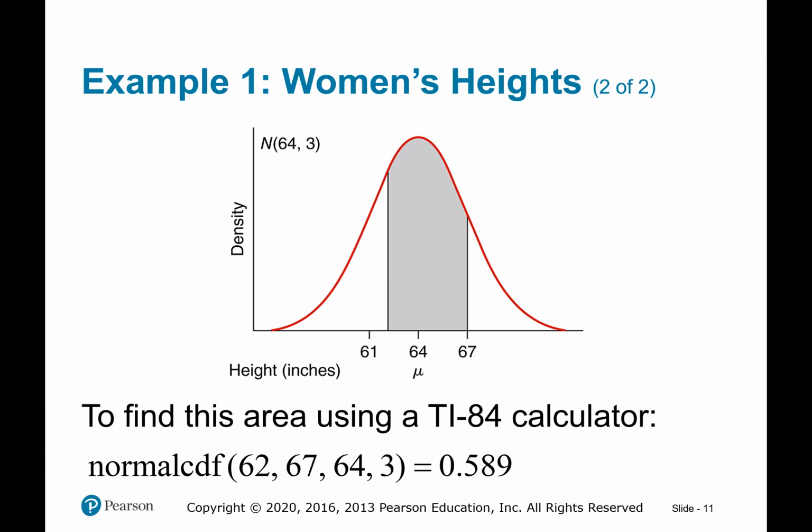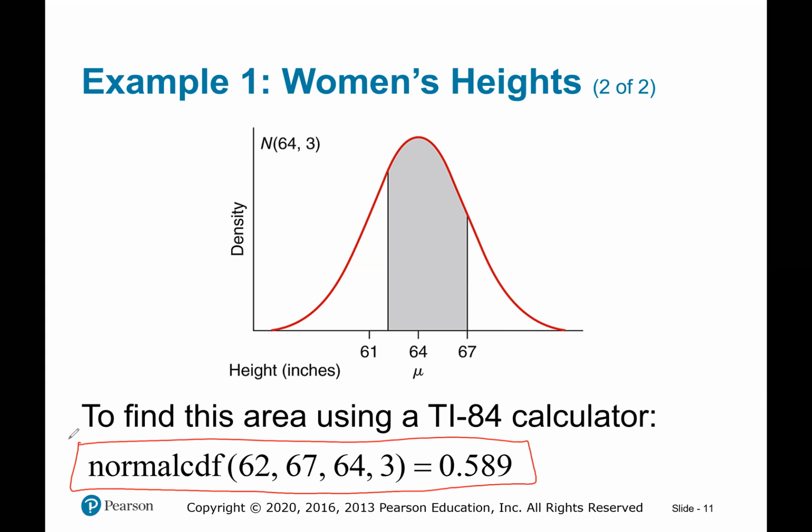So we use the formula normalcdf(62, 67, 64, 3), right? So the answer should be 0.59. And when you present on the test, you may use this formula as the answer to show me how you did it, right? That is a way if you use TI-84 or TI-83. Okay, so let's see what is next page.